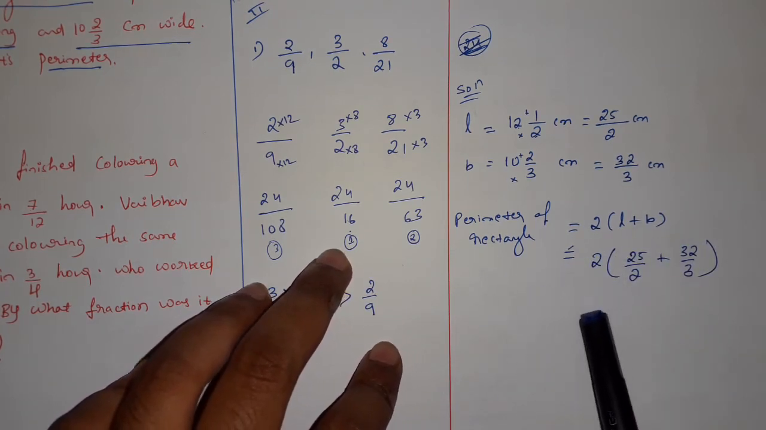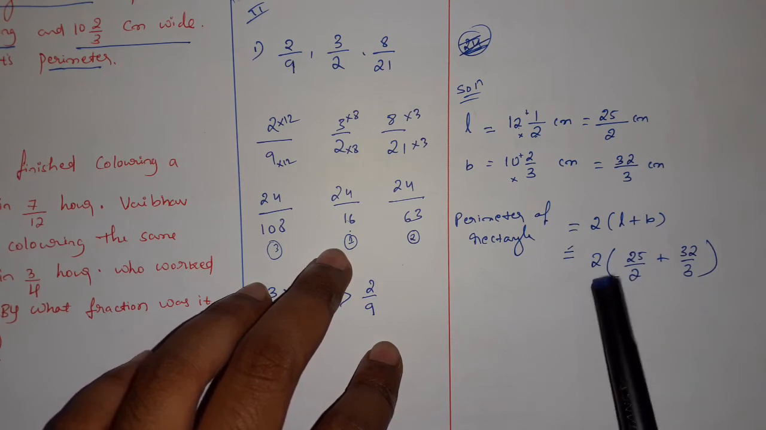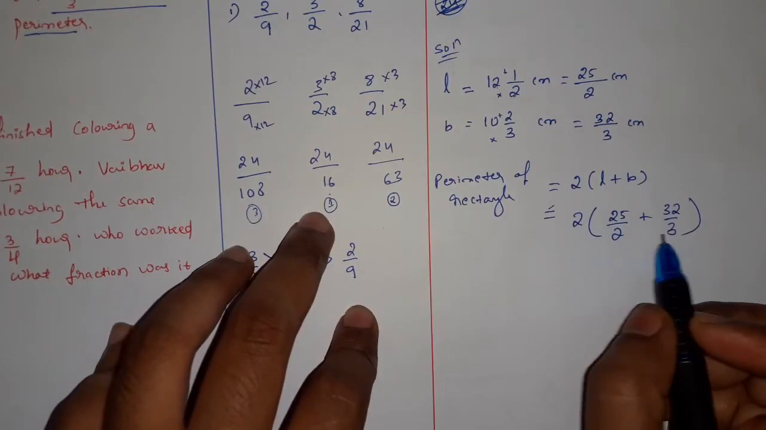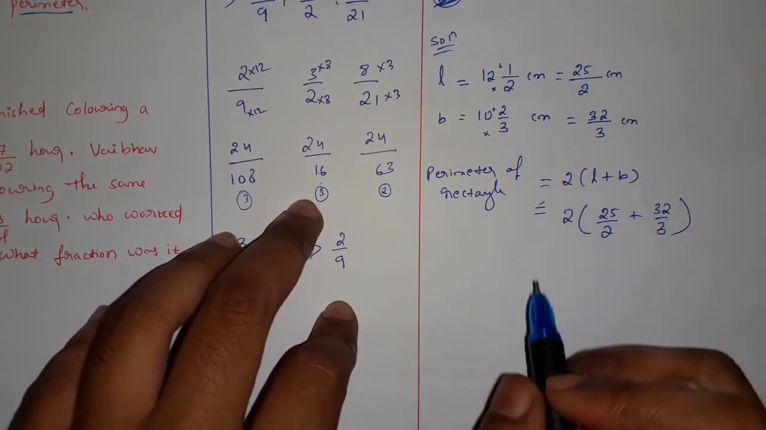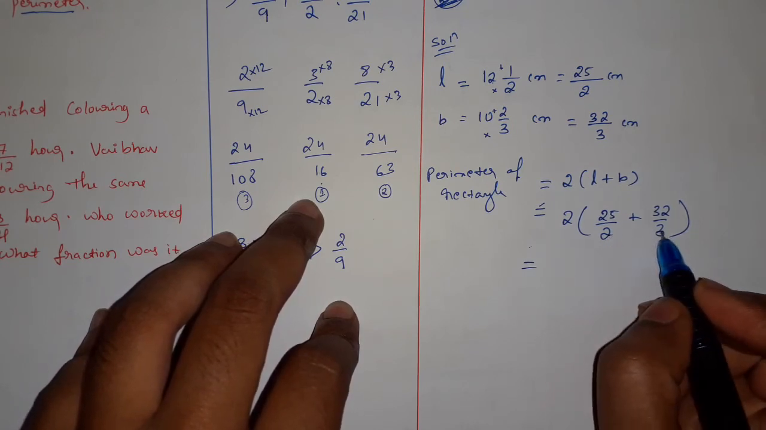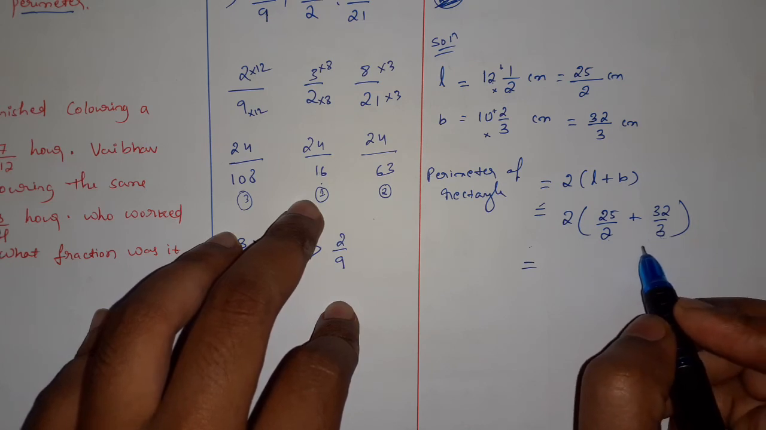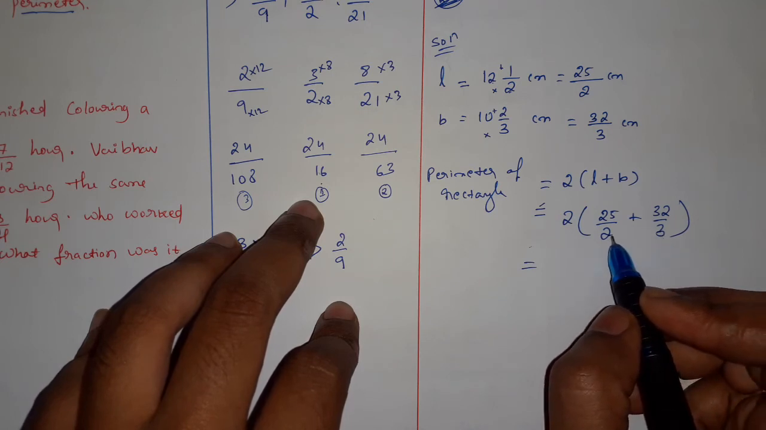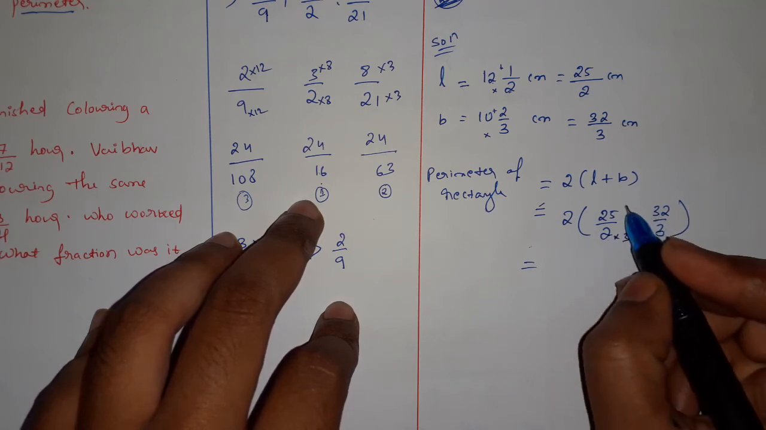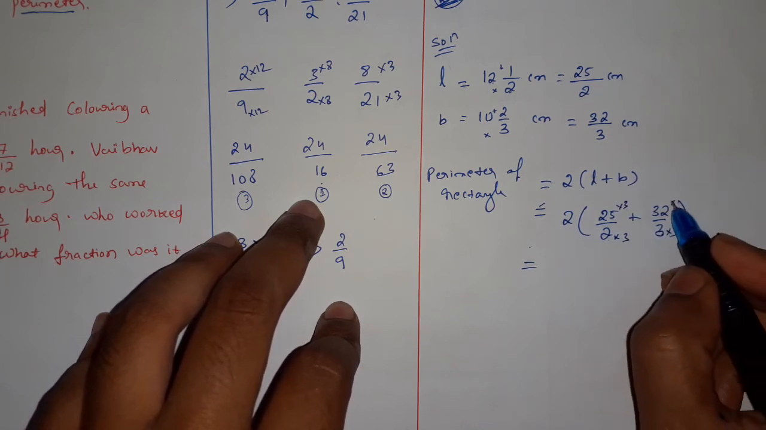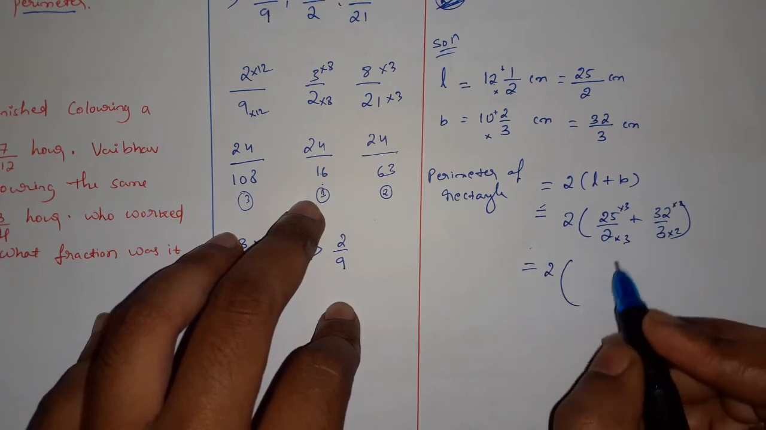Again our BODMAS rule comes here. First preference is bracket, then afterwards multiplication. Until you solve this bracket, you can't open it. But you can't add them directly, because the denominators are 2 and 3, unlike fractions. How to make them like fractions? The common number between the 2 table and the 3 table is 6. How to get 6? 2 3s are 6. How to get 6 from 3? 3 2s are 6. Now multiply inside the bracket only.